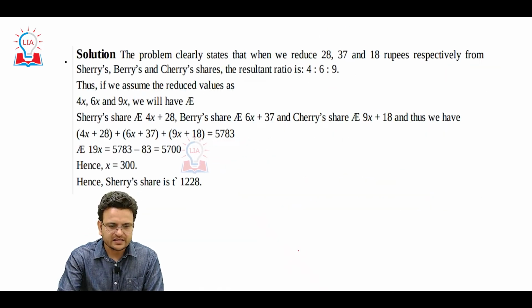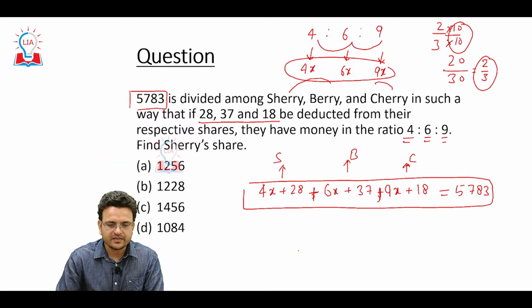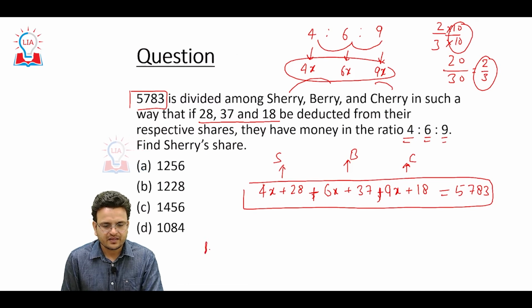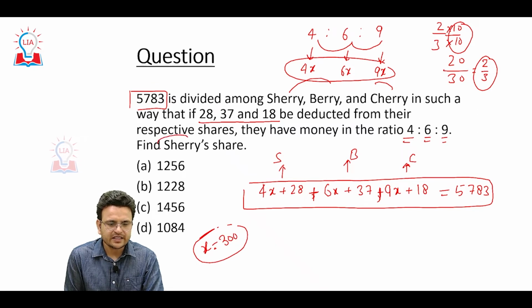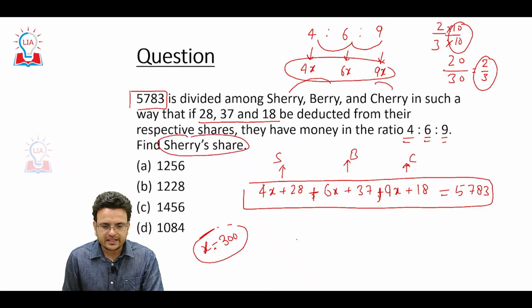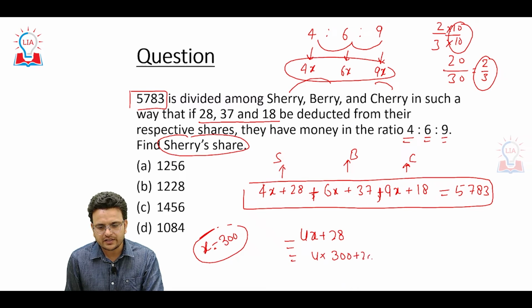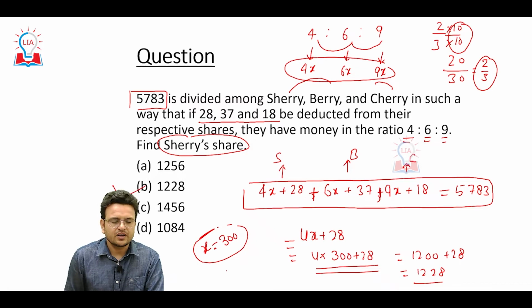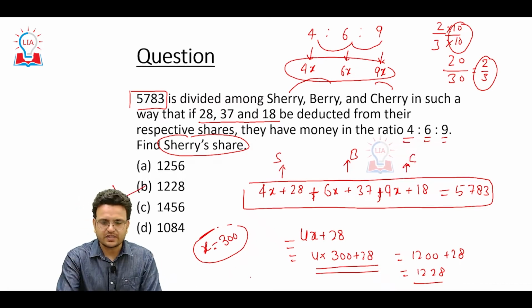So here we can say that the value of x will be 300. And what have they asked? They have asked to find Sherry's share. Sherry's share is 4x plus 28. Just put the value: 4 into 300 plus 28, that means 1200 plus 28. 1228 will be the answer. So hopefully you are able to understand this particular question.